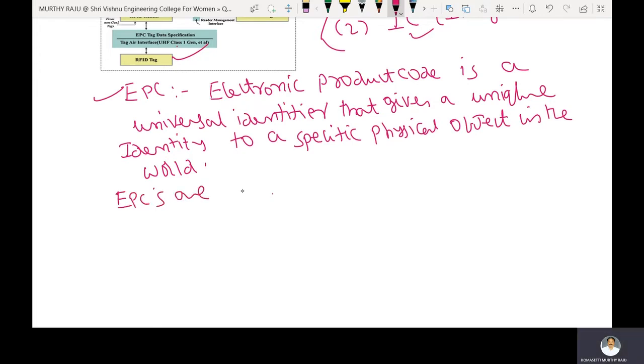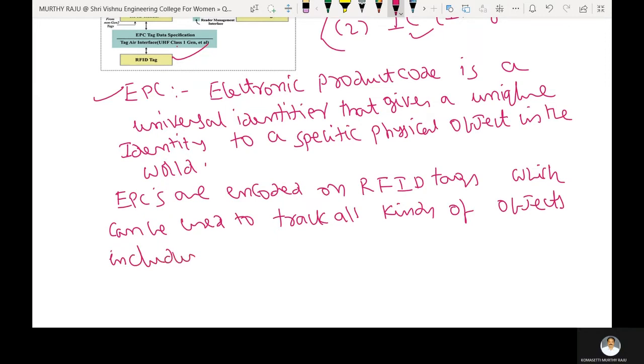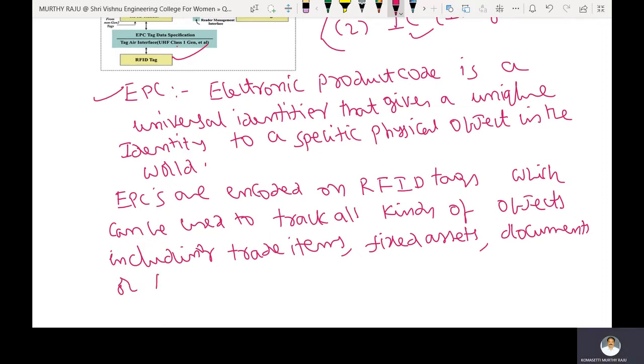EPCs are encoded on RFID tags, which can be used to track all kinds of objects, including trade items, fixed assets, documents, or reusable transport items.